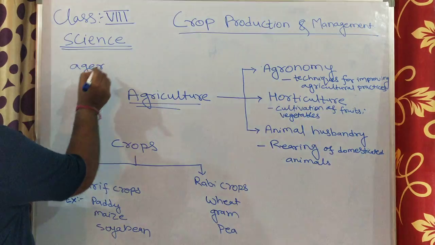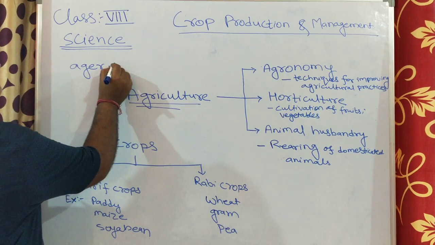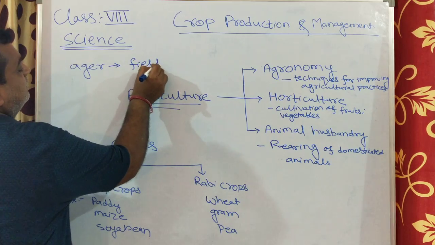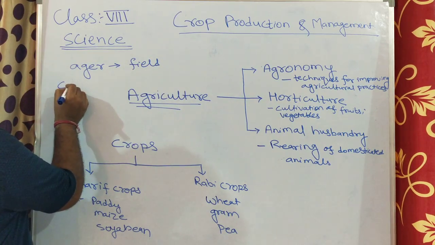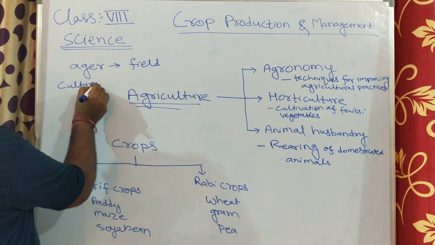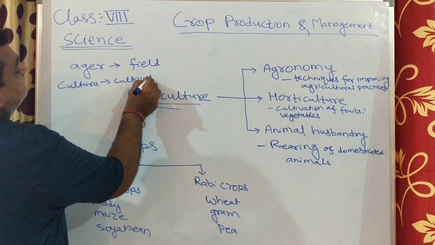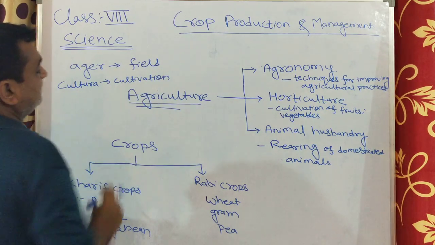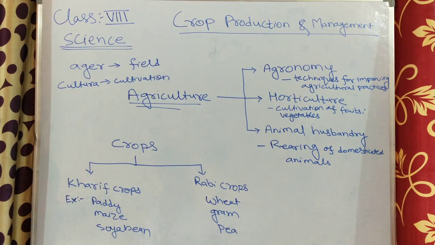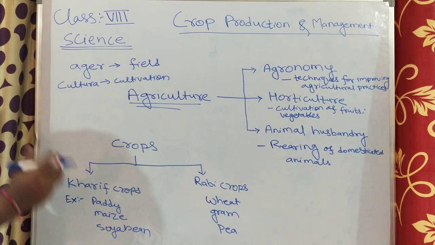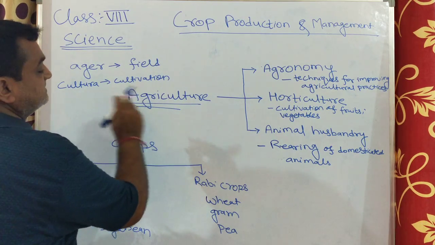and cultura. Agar means field and cultura means cultivation. So the practice of growing crops or practice of growing plants on large scale is known as agriculture.